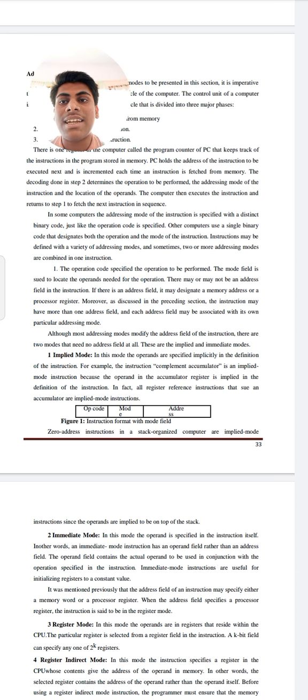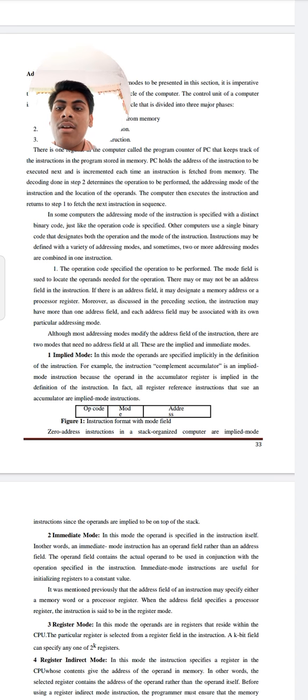First of all, what is an addressing mode? An addressing mode is nothing but a way to access the operand in an instruction. It may be either a memory address or a register address. By using the addressing mode, we can evaluate the effective address where the operand is available in memory.